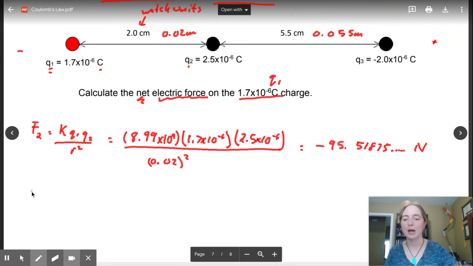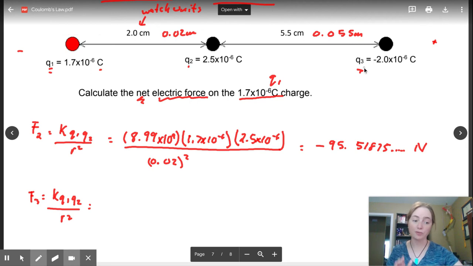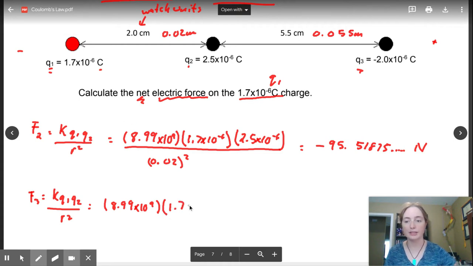All right. I'm going to call this next one F3 because it's what Q3 is going to be applying to Q1. So same equation, Q1, Q2 over R squared. Now we know this is a negative charge, but remember absolute value, so don't put the negative in the equation. That's going to come later when we're determining our direction. So 8.99 times 10 to the power of 9, and then our Q1, so 1.7 times 10 to the power of negative 6 coulombs. And then Q2, absolute value, so don't put that negative in there, 2 times 10 to the power of negative 6 coulombs.